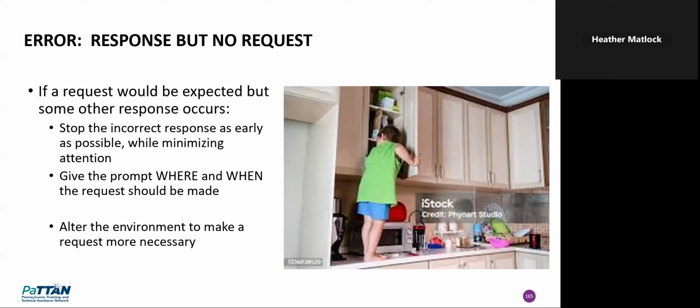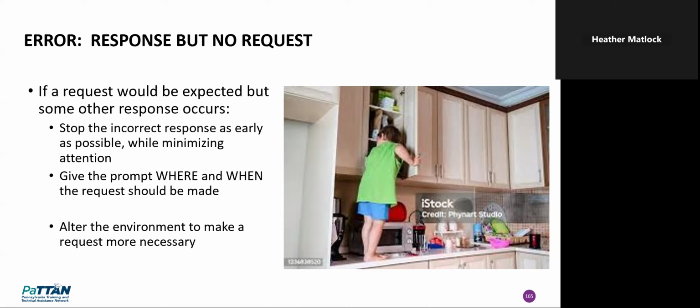All right, the next type of error is not, again, always an error. It's going to depend upon the circumstances. So it's when motivation is there and some sort of response occurs to act on that motivation, but that response isn't a request. So no request is made when a request would be expected.